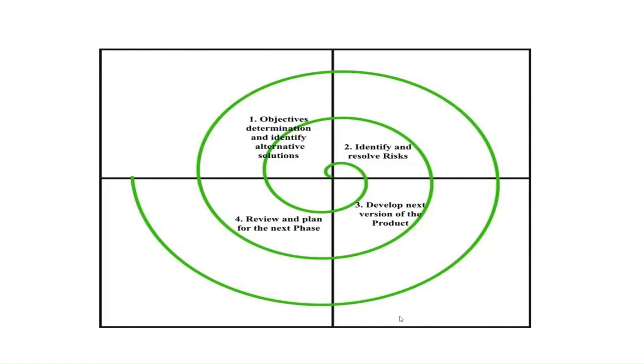The first phase is objective determination and identifying alternative solutions. The next stage is identify and resolve risk. The third one is develop the next version of the product. The fourth one is review and plan for the next phase. We will discuss each phase deeply.